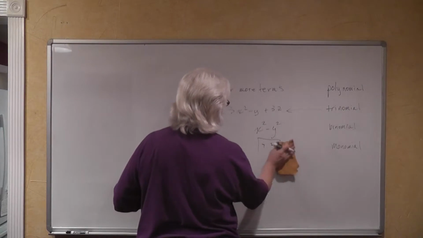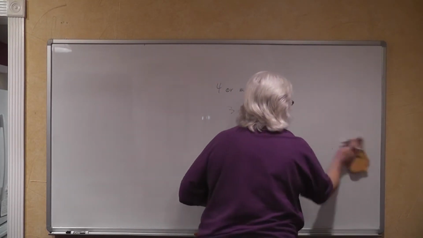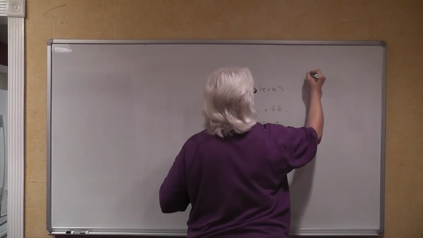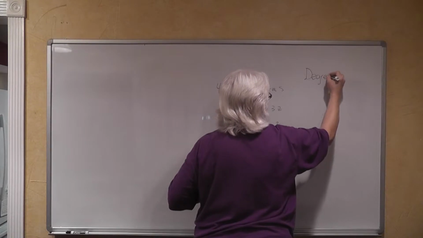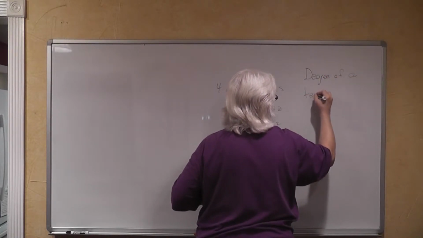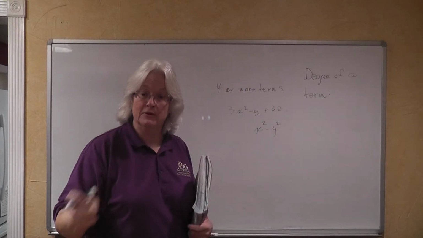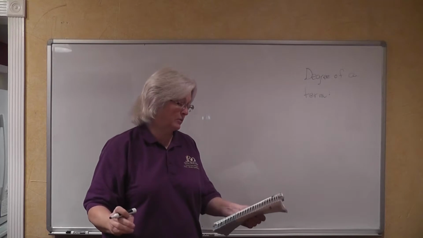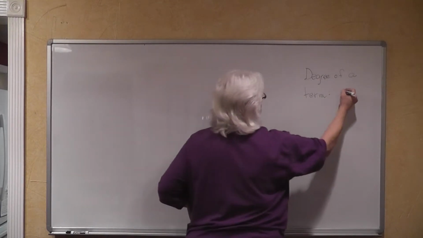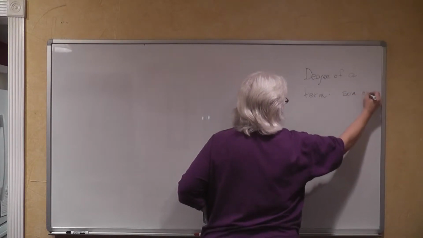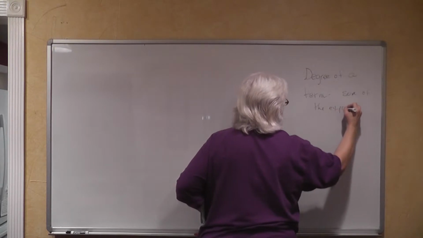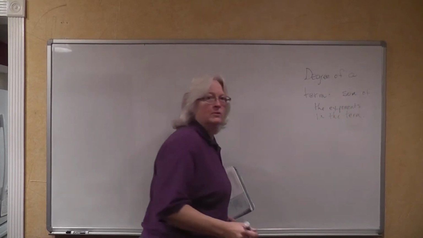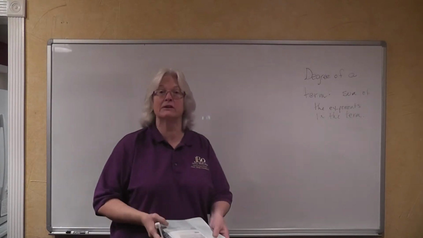And now we're going to talk about the degree of a term, or the degree of a polynomial also. Let's first consider what the degree of a term is. You must be able to differentiate and identify, distinguish between the degree of a term and the degree of a polynomial. The degree of a term is the sum of the exponents on the variables in the term. You can find this at the bottom of page 324.